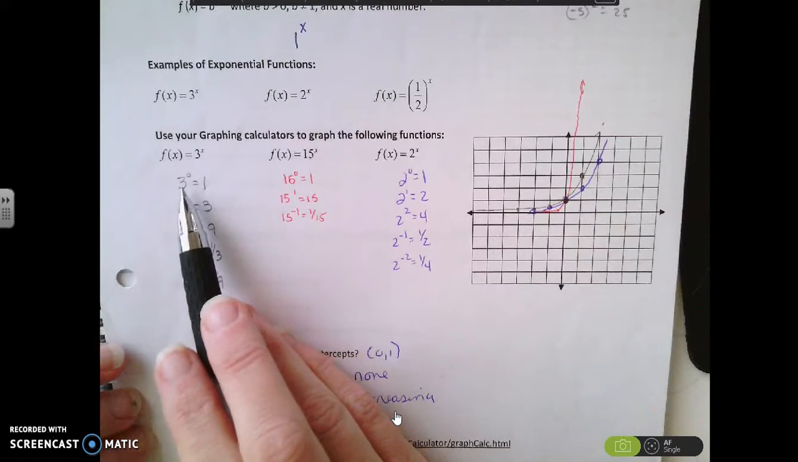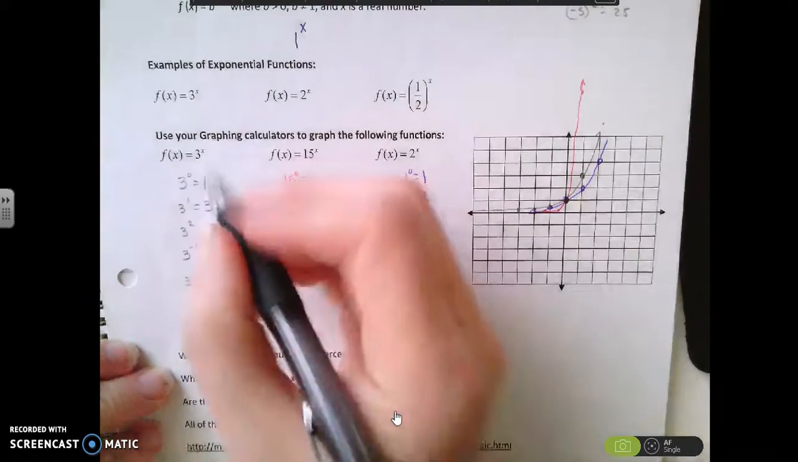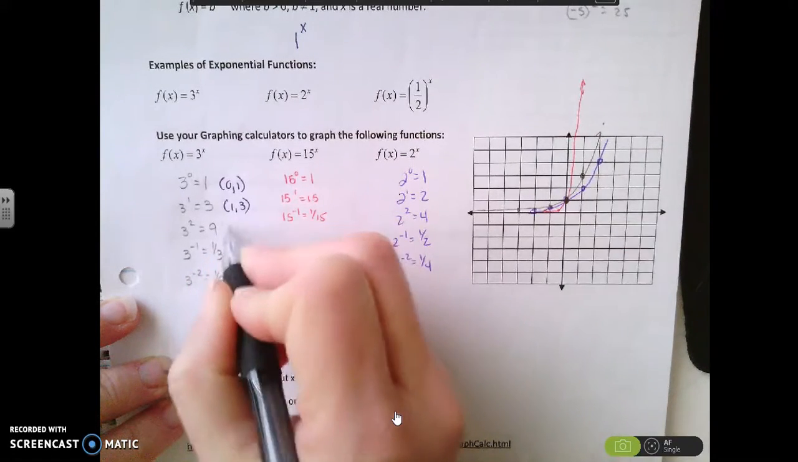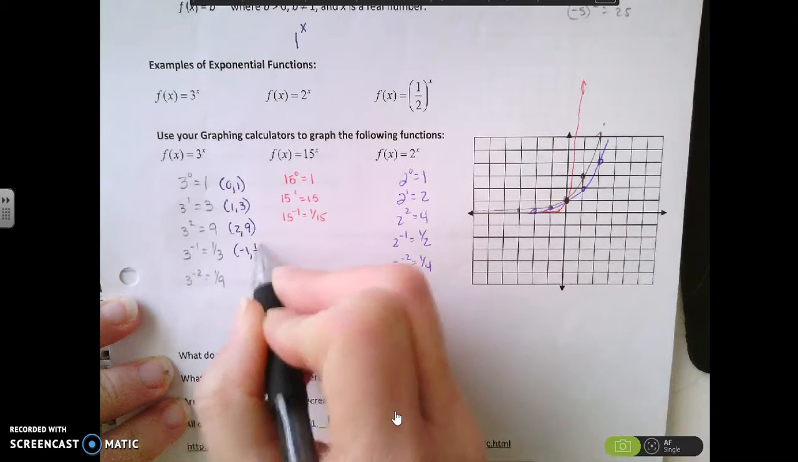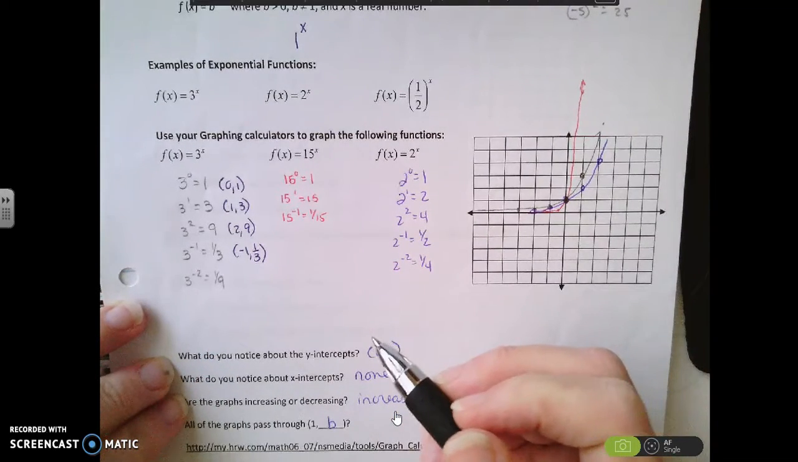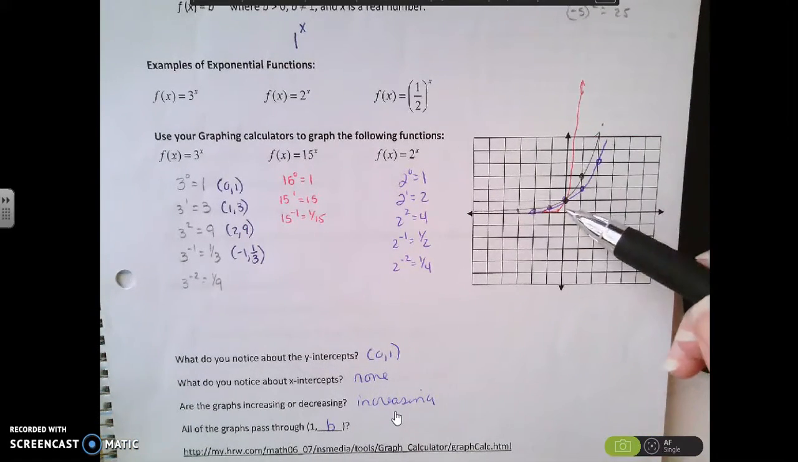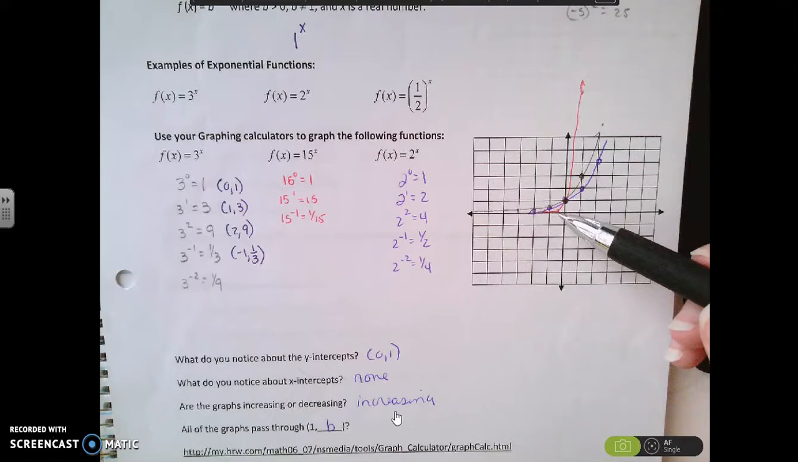So I'm picking maybe 3 to the 0 power is 1, 3 to the first power is 3. So I'm looking at the ordered pairs (0, 1), (1, 3), and (2, 9). And let's do -1, so (-1, 1/3), because remember, if you raise something to a negative power, it becomes the reciprocal. So when I graph these, I have (0, 1), (1, 3), and (2, 9), which is off the graph. And then I have (-1, 1/3).